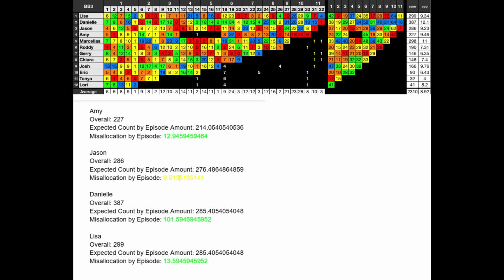Danielle has an overall diary room count of 387, which is over 100 more than Jason, and her expected diary room count by episode amount is 285. This means that her misallocation by episode is 101.59, meaning she has over 100 more diary rooms than she should have if this was going to be evenly distributed.